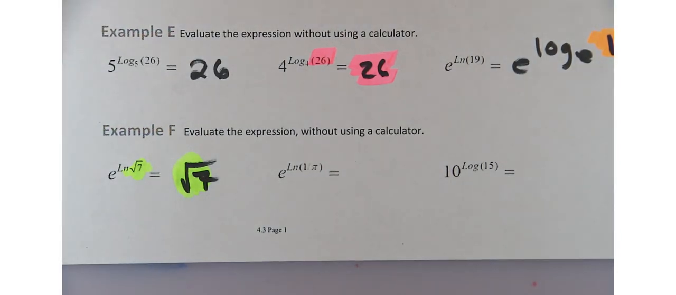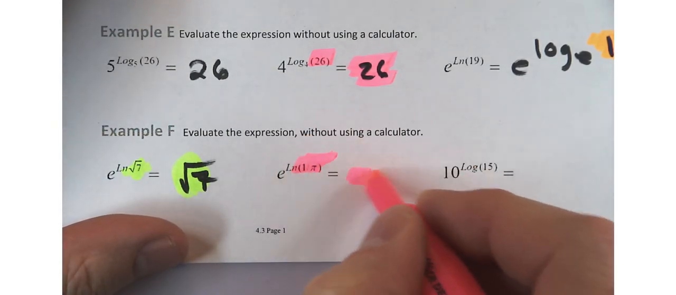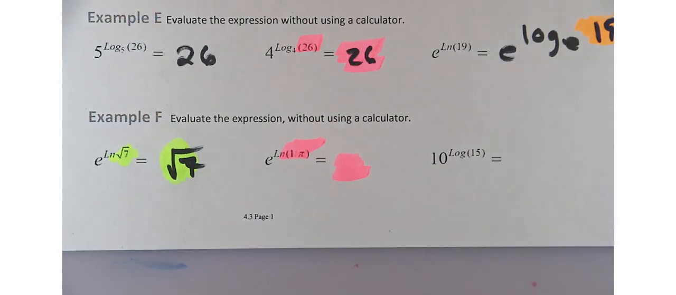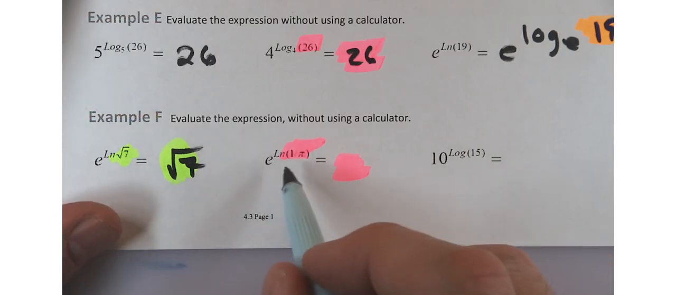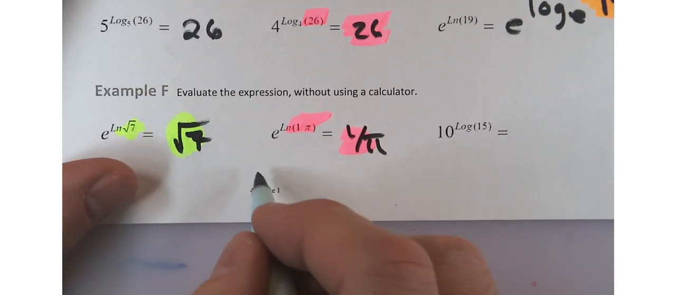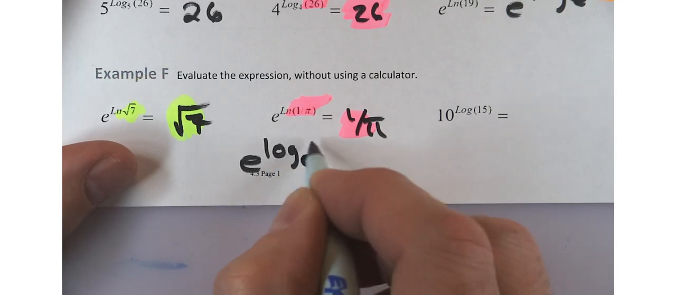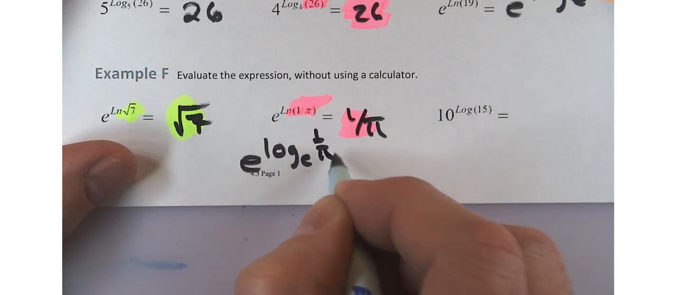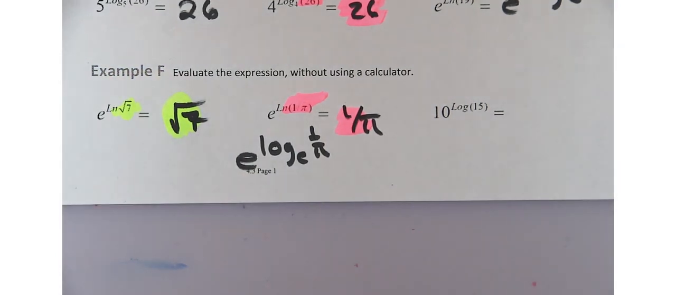Jeff, how about the next one? E to the log of 1 over pi. Yeah, 1 over pi. Again, these operations cancel each other out. You might understand it a little bit better if you write e to the log base e of 1 over pi. But that's equivalent notation to ln. So looking good there. And the last one, Riley.